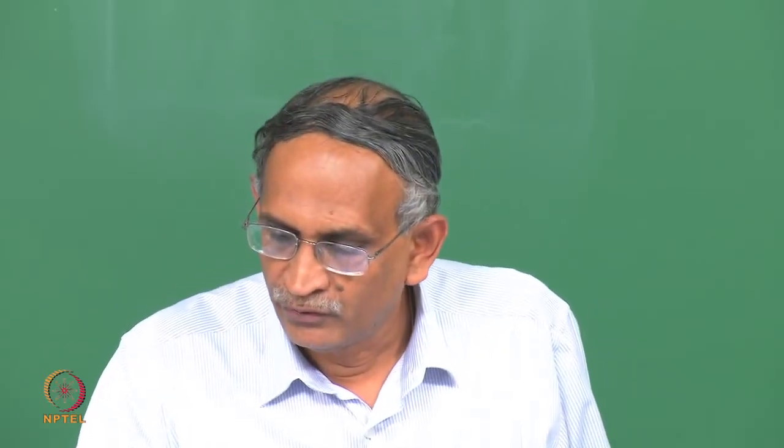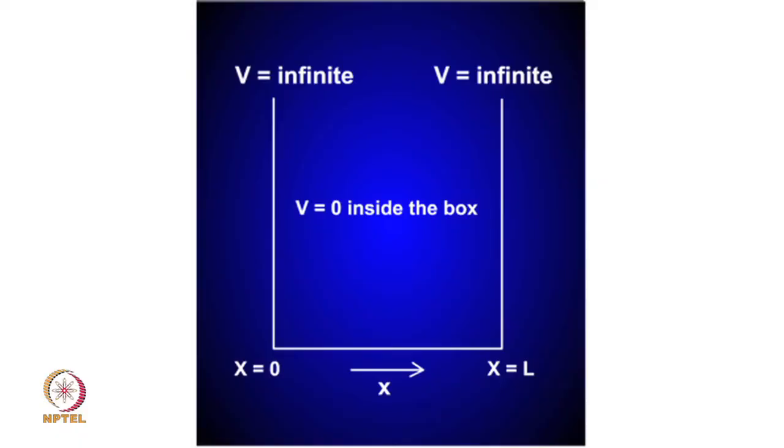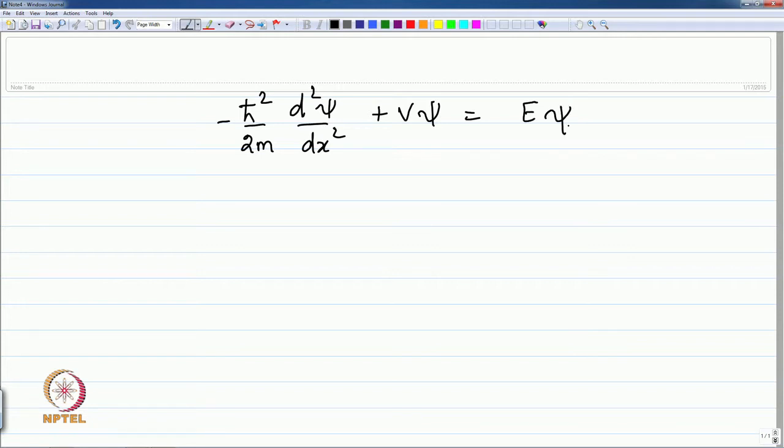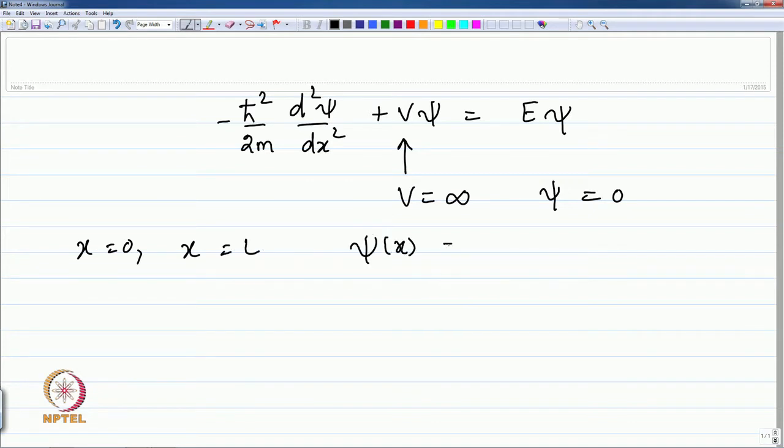And what does this particle give you? Now, let us look at the equations. We have minus h bar square by 2m d square psi by dx square plus V psi is equal to E psi. If the potential is infinite, then psi has to be 0 in order to satisfy that. Therefore, at the boundaries x is equal to 0 and x is equal to L, the wave function psi of x is 0.